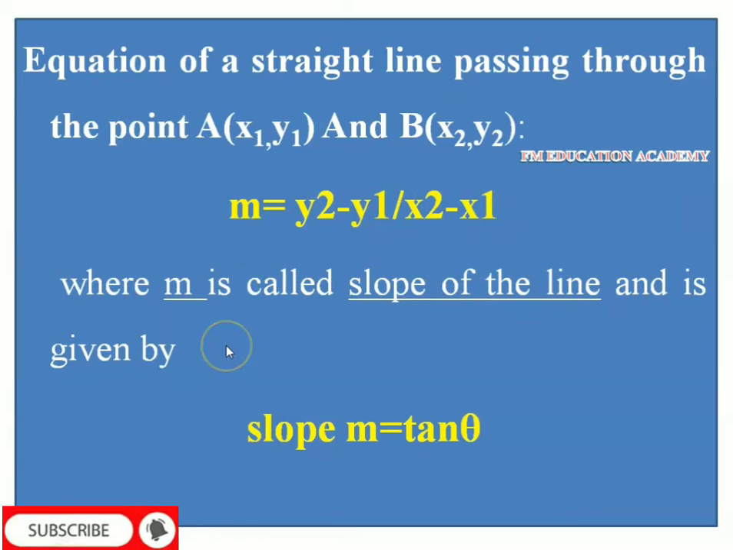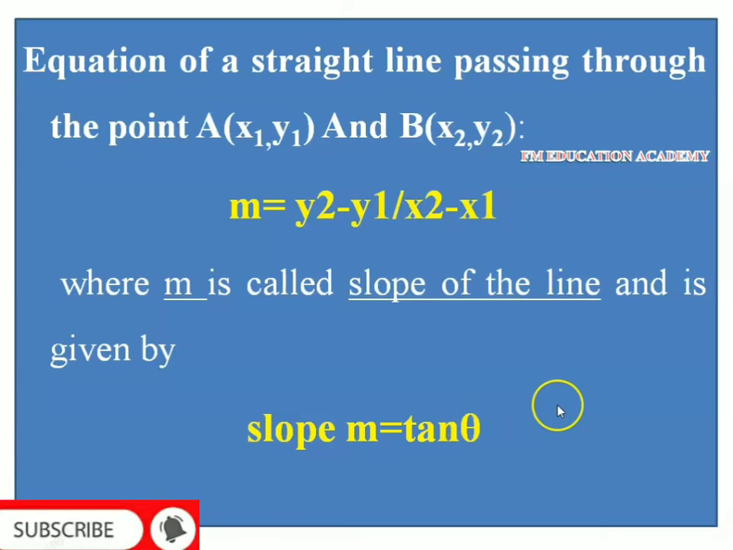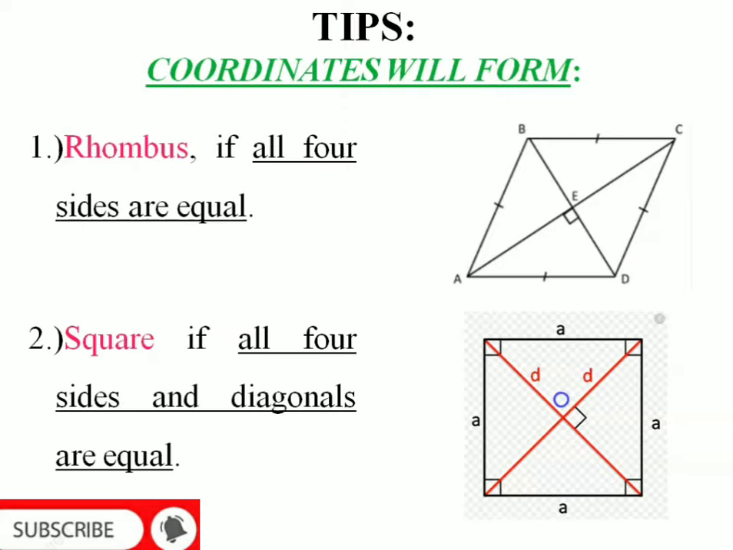And if the question asks us to find the slope in terms of theta, that is, the angle in degrees, then we can use the formula slope m is equal to tan theta. When we solve these sums, you can understand what I'm talking about, but this is a very important concept in SSC.